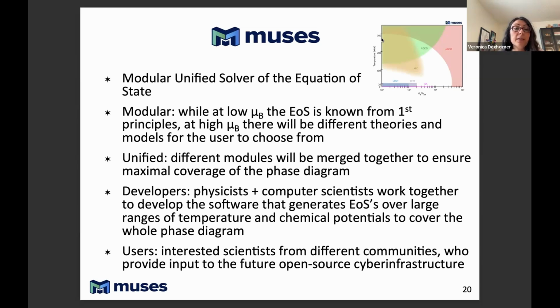So the name is Modular Unified Solver of the Equation of State. Modular means that we have to combine all these different theoretical descriptions of first principle theories like EPQCD and lattice QCD, effective theories like chiral effective field theory, and models like the CMF model that I was just talking a little bit about, but other kinds of models. It has to be unified because you have to merge all of this together into something that makes sense, because maybe someone wants to cross this phase diagram diagonally, and that means that we have to combine different things.